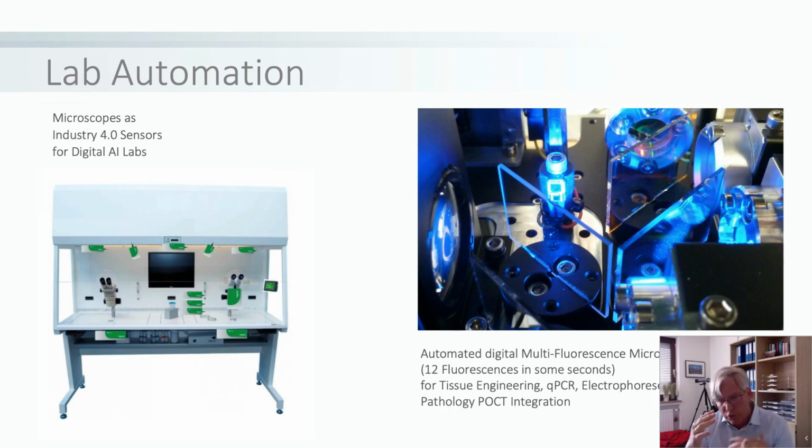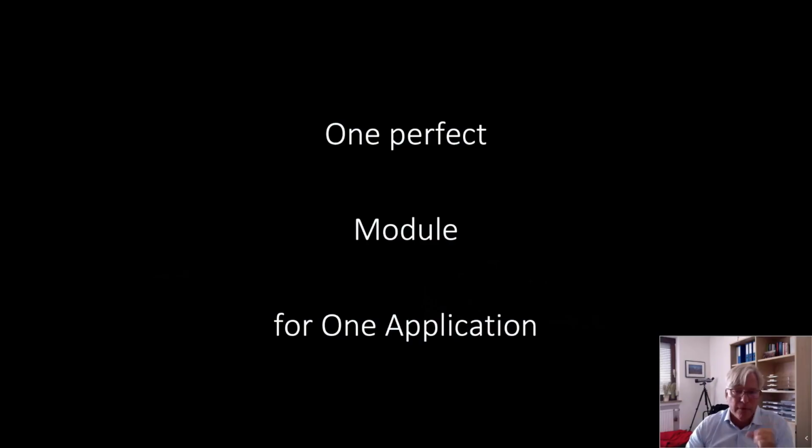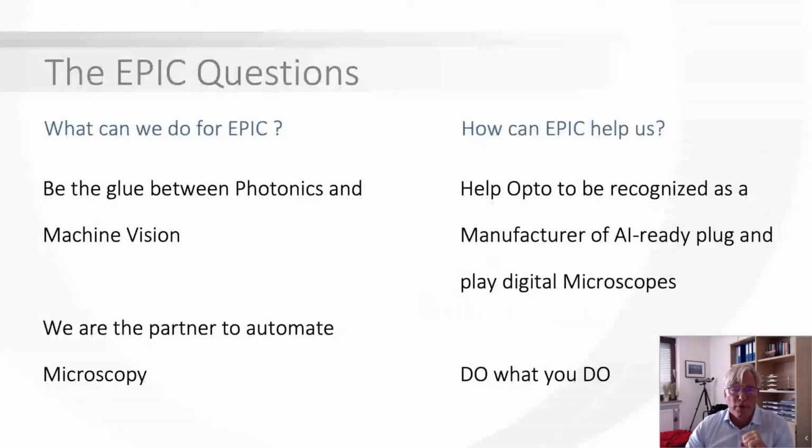automation for screening, building the software to go to artificial intelligence, because the key for artificial intelligence is reliable images, always the same images, not the absolute performance, but data analysis and data mining make it a strong point. So at the end, one perfect module for one application. We want to be the glue between photonics and machine vision.